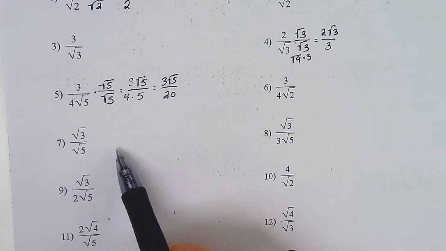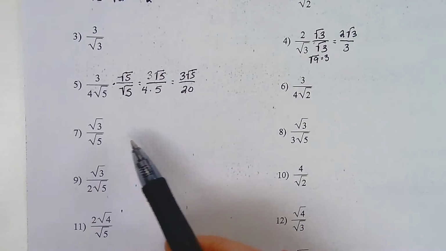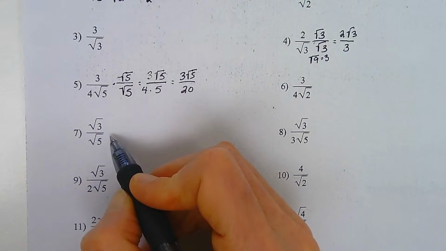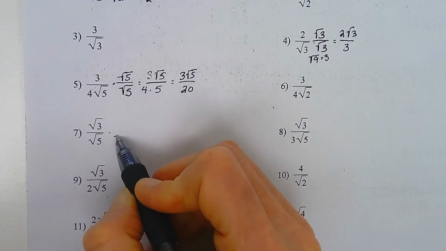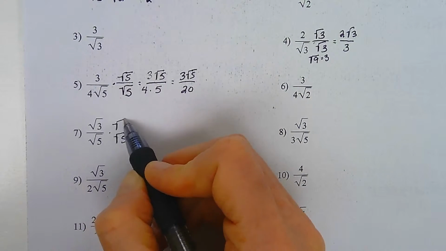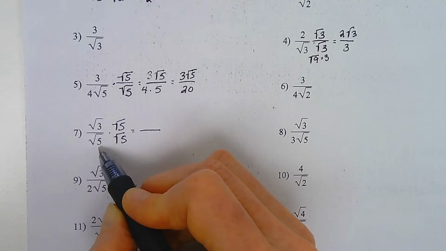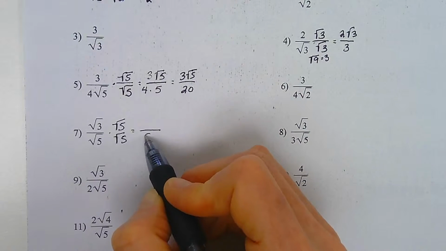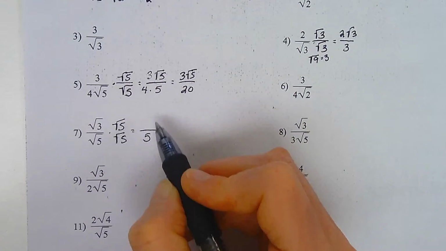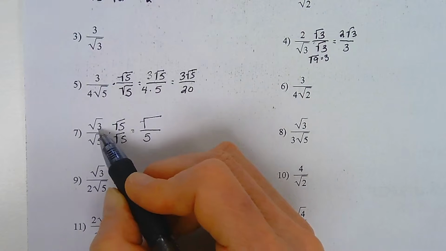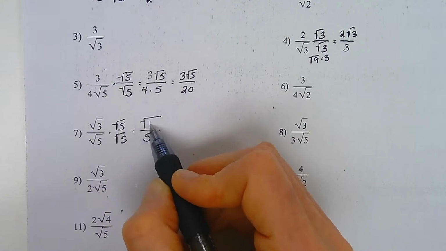I'm going to go ahead and do number 7. Here's a rad 5 in the denominator. I'll multiply both top and bottom by rad 5. So on the bottom, rad 5 times rad 5 is just 5. And on the top, rad 3 times rad 5 is rad 15.